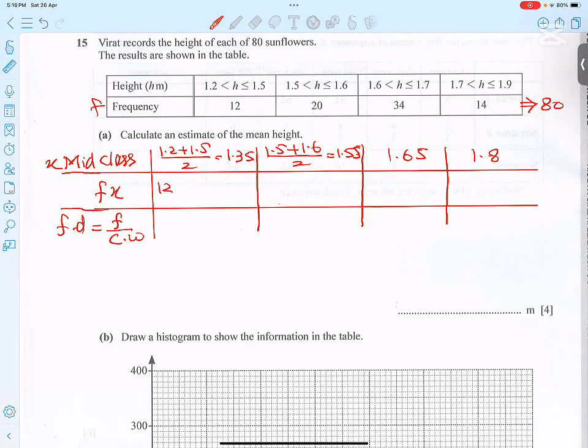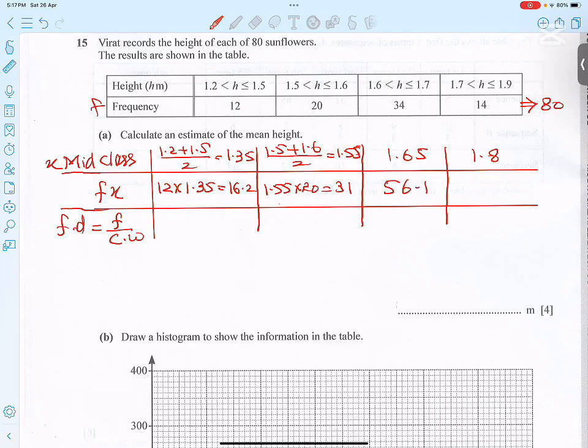One time I'm showing 12 times 1.35, and next time I will not show. I will write directly: 16.2. And this multiply: 1.55 times 20, I got 31. And the rest I'm doing directly without any working. 34 into 1.65, and I'm getting 56.1.